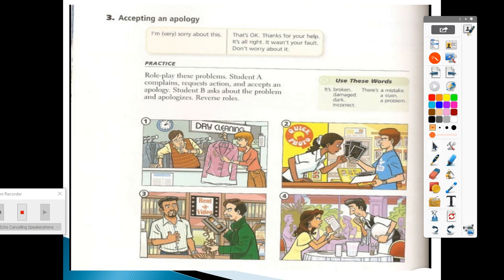I'm very sorry about this. That's okay. Thank you for help. It's all right. It wasn't your fault. Don't worry about it. I think when you break something or do something wrong, you apologize. And in return, the other person, if he is an open-minded person, says, that's okay, thank you, it's all right, it wasn't your fault, don't worry about it. He's open-minded and he accepts things as they are. So now, use these words, it's a broken.